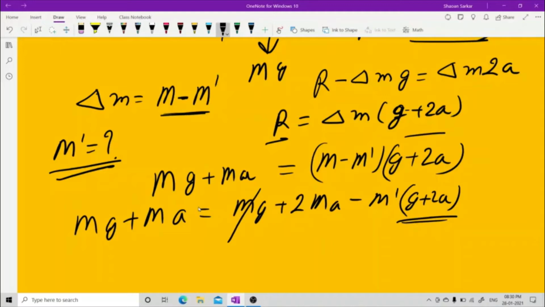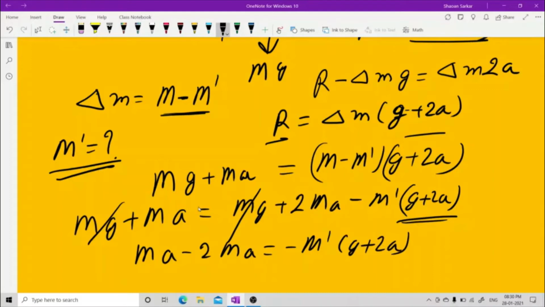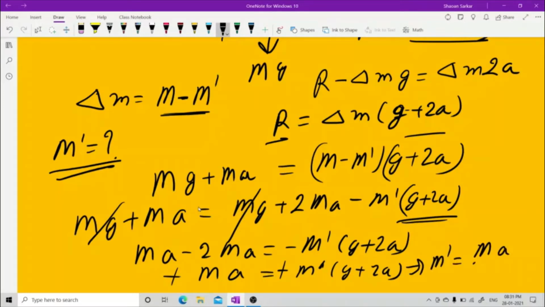Now see, mg cancels out. Now see, ma minus 2ma is equal to minus m dash (g plus 2a). Now this is minus ma is equal to minus m dash (g plus 2a). This minus and this minus will cancel out. So this will give me m dash is equal to ma by (g plus 2a), and this is what I wanted.